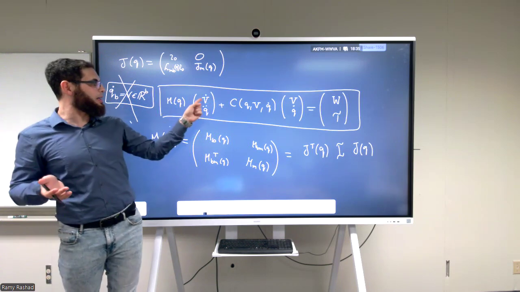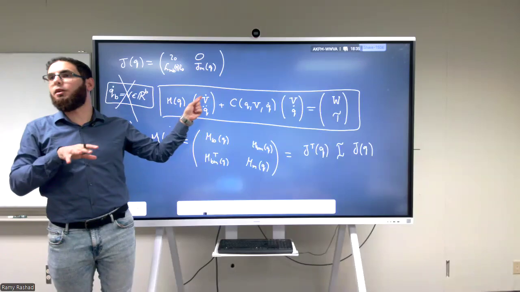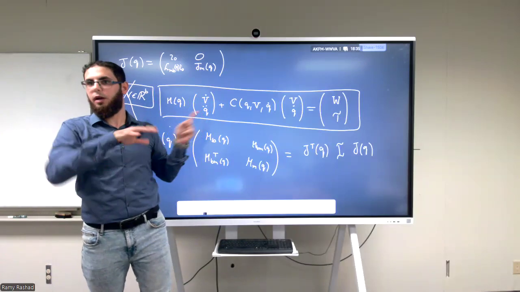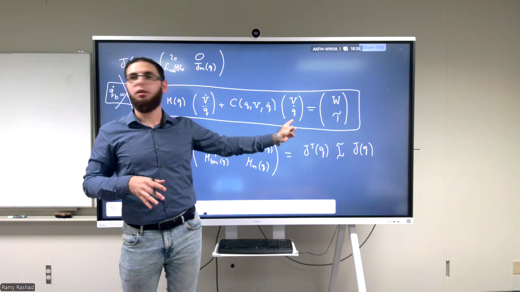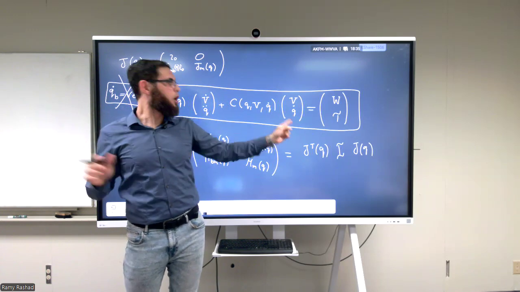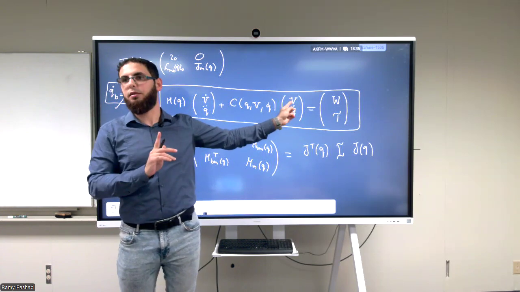So if you find this written as a big Q double dot, another Q, not this one, a Q total double dot, and this is a Q total dot, you know immediately this is not geometric. If you find this separation, this is geometric.